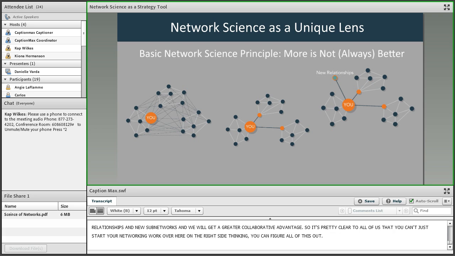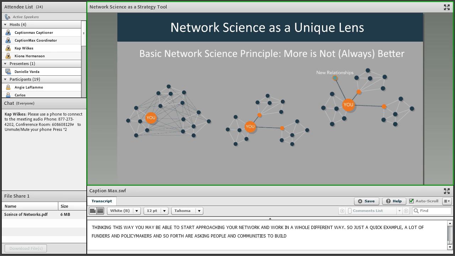And so it's pretty clear, probably to all of us, that you can't just start your networking work over here on the right side thinking you can figure all of this out. It takes a lot of work over here on the left side to understand the nature and quality of relationships and who's connected to whom. But the idea here is that if you can start thinking this way, you may be able to start approaching your network work in a whole different way.